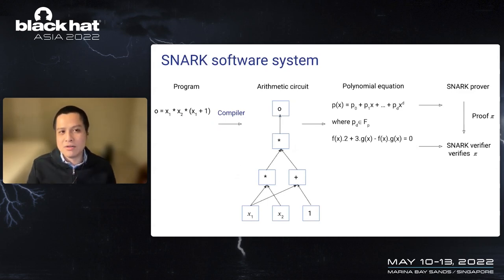Now we will talk about a SNARK software system. Nowadays, zero knowledge proofs can prove arbitrary computations. So it's not just a concrete statement like in our protocol; it can prove arbitrary statements. So it's fairly complicated and consists of multiple systems. You can write a zero knowledge proof in a high-level programming language, and then there will be a compiler that compiles this to an arithmetic circuit, and then there's some transformation to polynomials, and then the SNARK or zk-SNARK will work on polynomial equations.